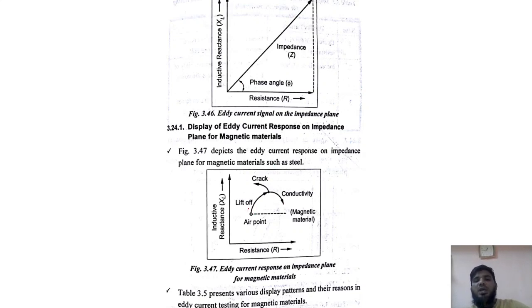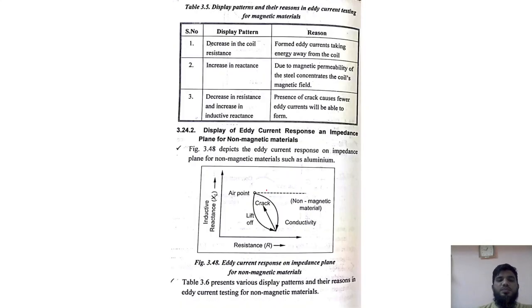The graph is going to be changed like this. So what we can analyze from this is that initially the lift off is generally coming for reactance, whereas conductivity is coming for resistance. Initially the lift off will be increasing, after that the conductivity will be decreasing. If a crack is present, it will try to change, that is lift off will be increasing and the resistance will be decreasing. Okay, conductivity will be decreasing.